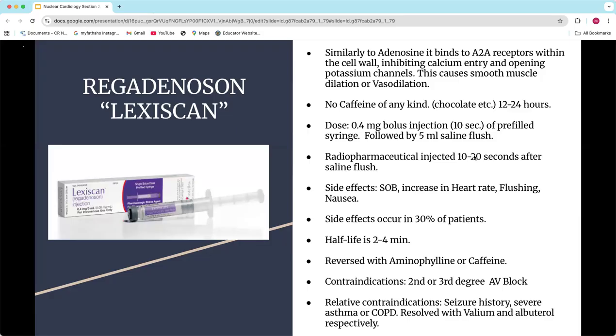Okay, so side effects on here: shortness of breath, and you're going to get a heart rate increase. Those are the two standard ones that everybody gets. Some people get some flushing, there's some nausea that can happen, and headaches happen with this quite frequently, but this one's awesome. You only get about a 30% profile of severe side effects with this. There are some patients that get really severe and they can get so nauseous that they throw up.